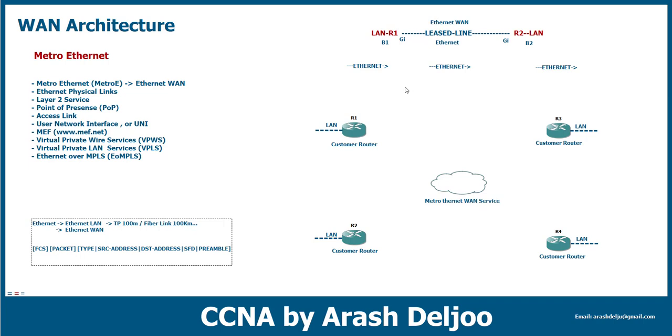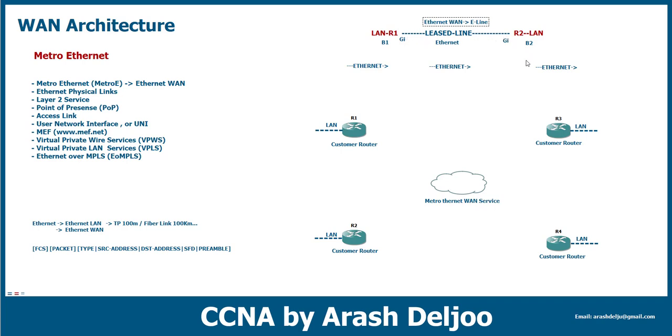Actually, in this video we are talking about the Ethernet WAN, but with more detail. We call this type of Ethernet WAN the Metro Ethernet. Metro Ethernet means Ethernet WAN, the type of Ethernet connectivity that we can use in the WAN. But don't forget, in previous videos we have only learned about one type of Ethernet WAN. This is the E-Line. In E-Line we have a point-to-point Ethernet WAN, only between router 1 and router 2.